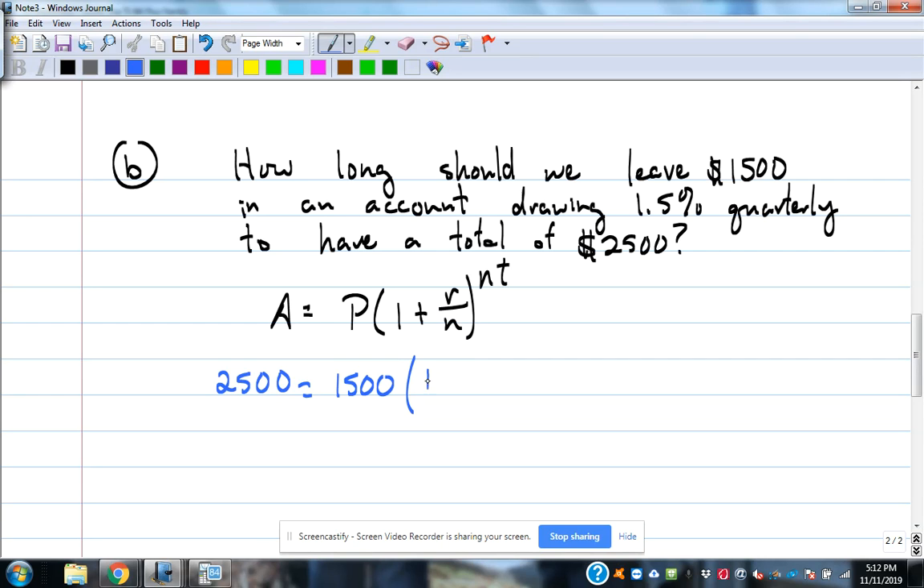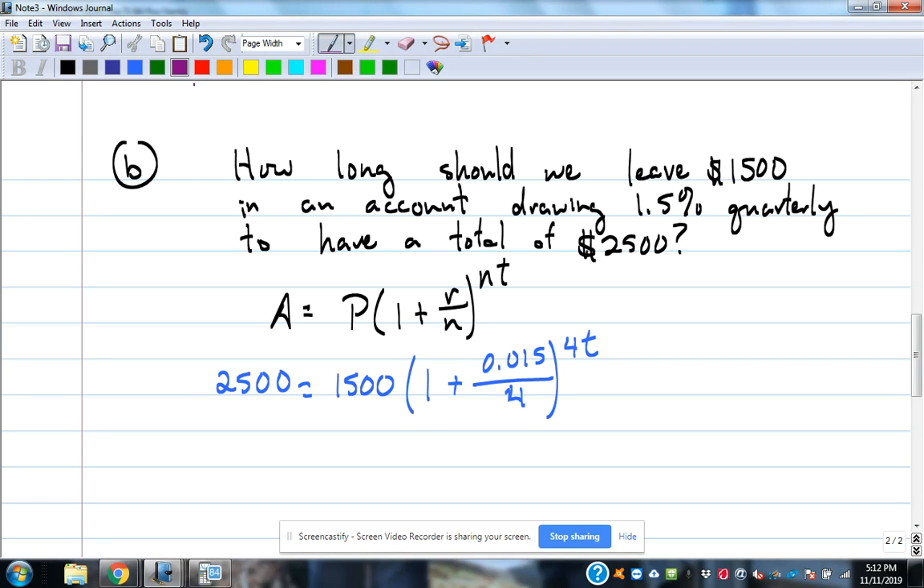And then the interest rate, 0.015. Quarterly is 4 times a year. And then we don't know the time. So t is our exponent variable out of that. So this is what puts it in chapter 6 with what we've been talking about. This is what makes it that kind of problem. All right, so let's work on undoing this problem so that we can get t by itself.